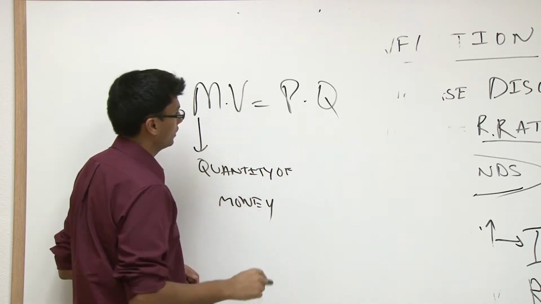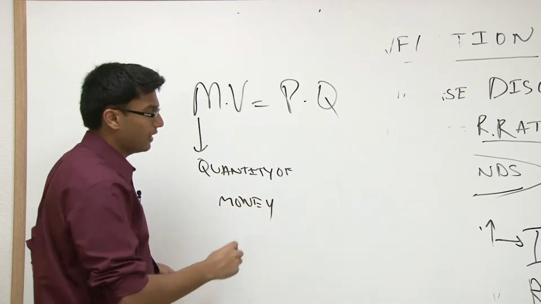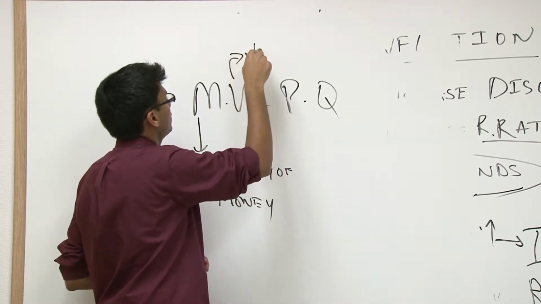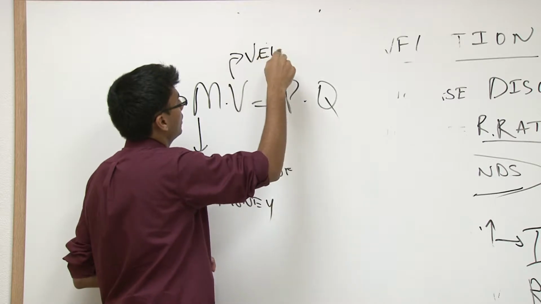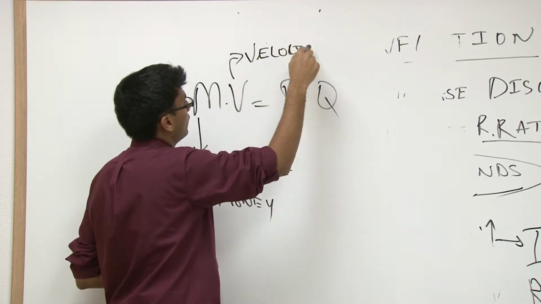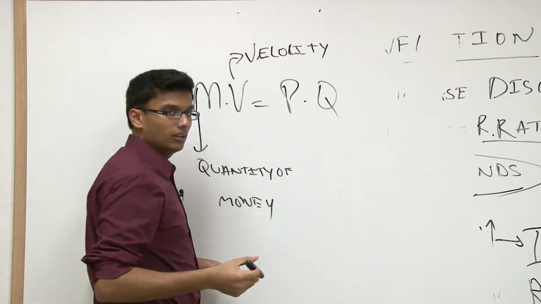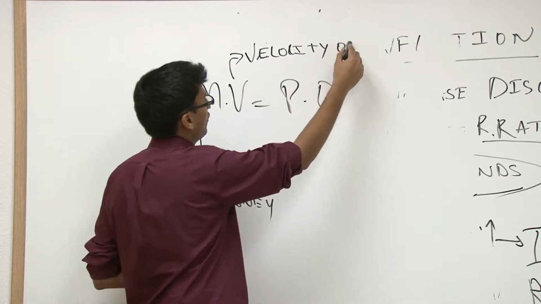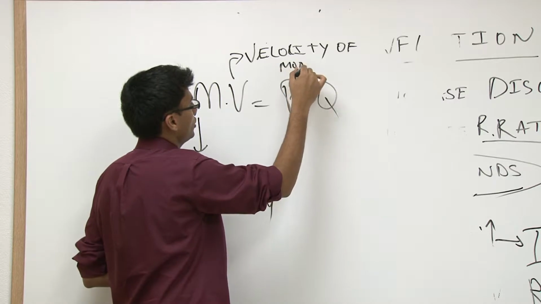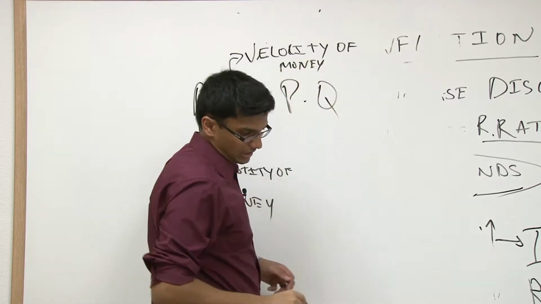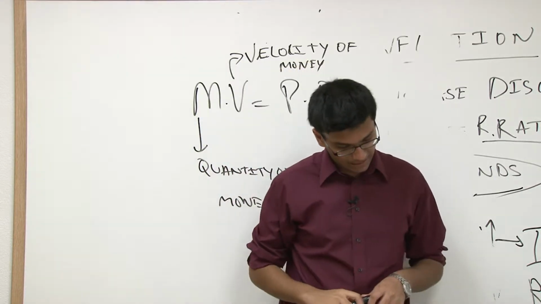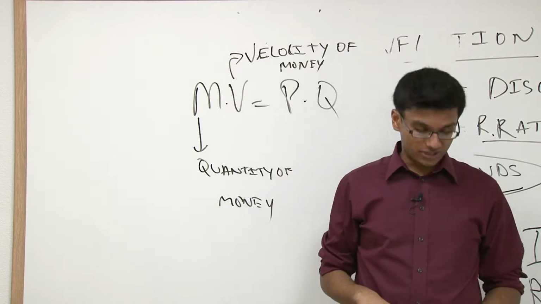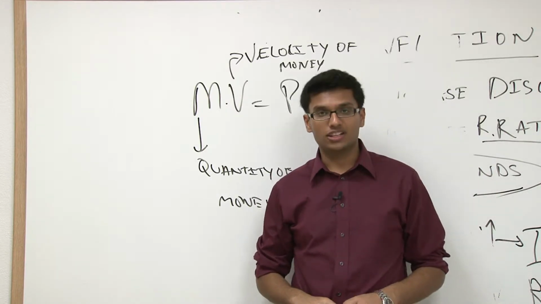Okay, quantity of money. V is defined as the velocity of money. So how fast is money moving? In fact, I think the definition is a little more technical than that, but in the basic premises, understand that velocity of money is basically how fast money is changing hands. And technically speaking, I believe that it's the number of times that each dollar is spent in a year.